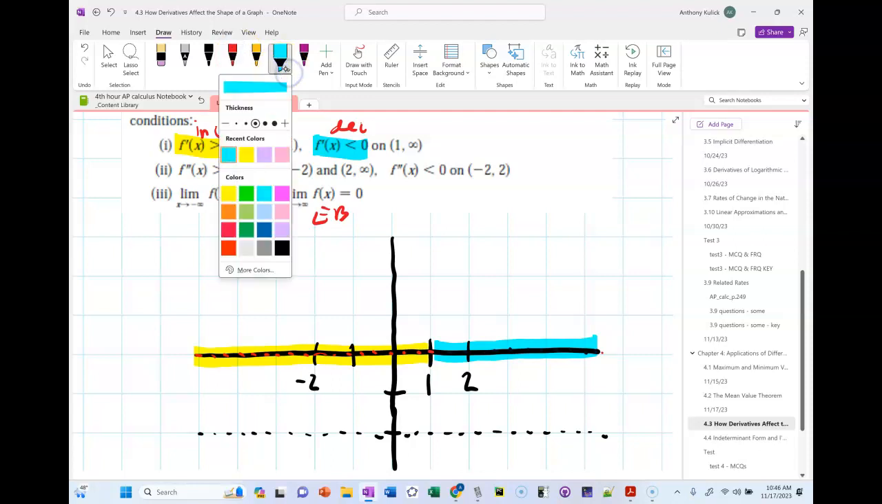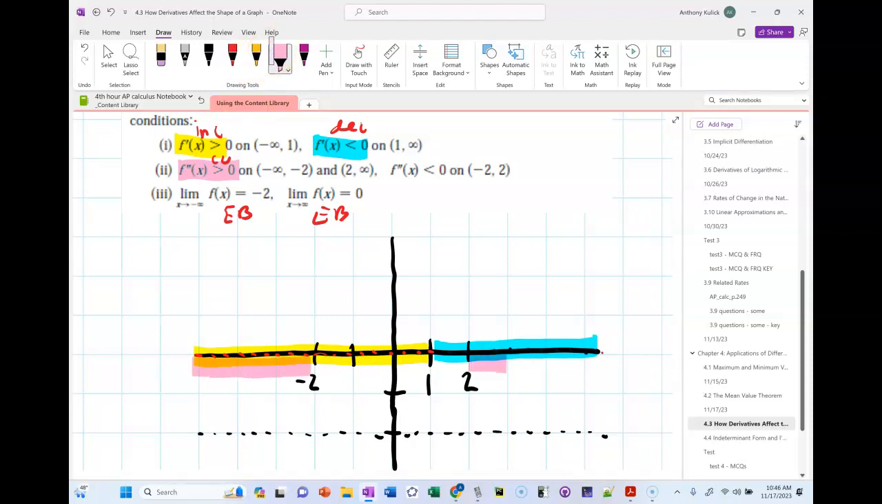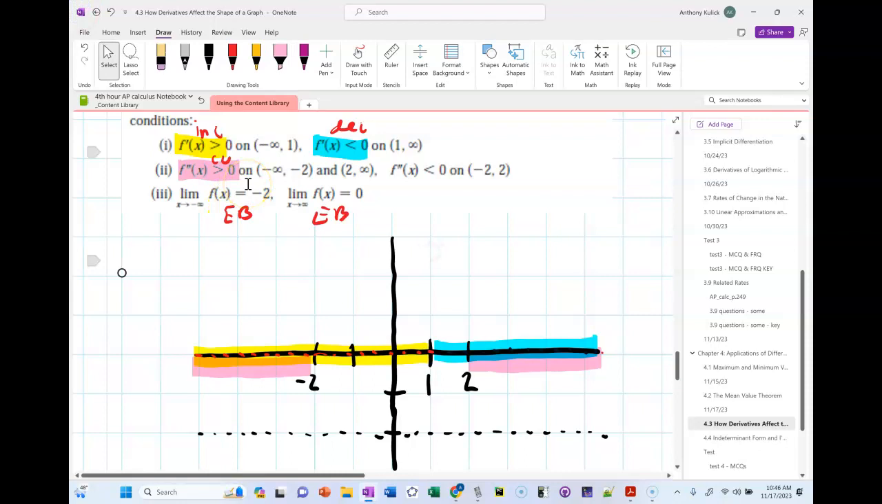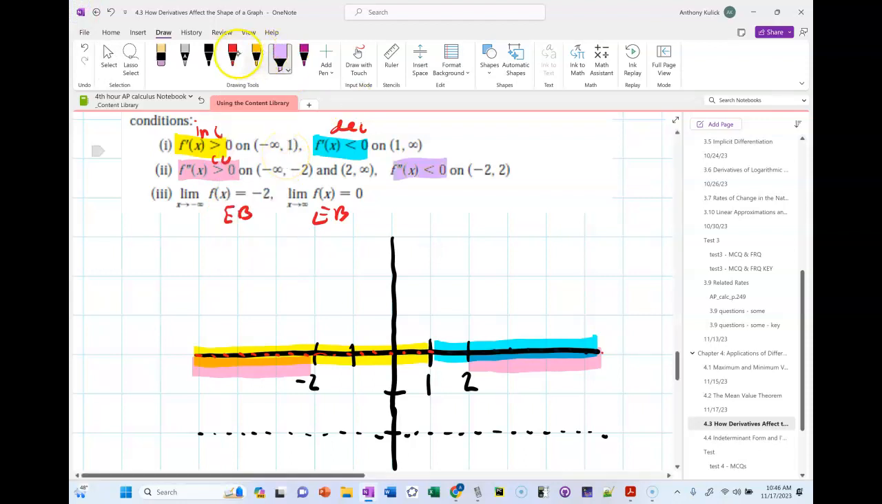The second derivative positive means we're concave up, and that happens in 2 spots. And then the second derivative being negative tells us that's concave down. That's happening in that spot.